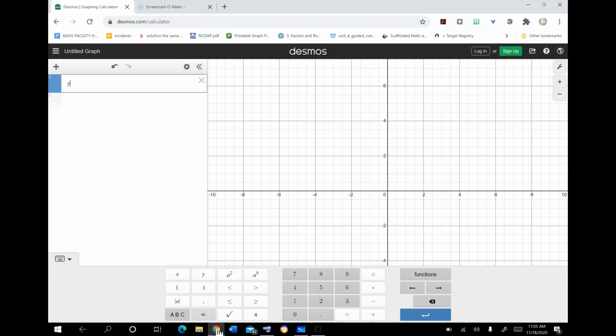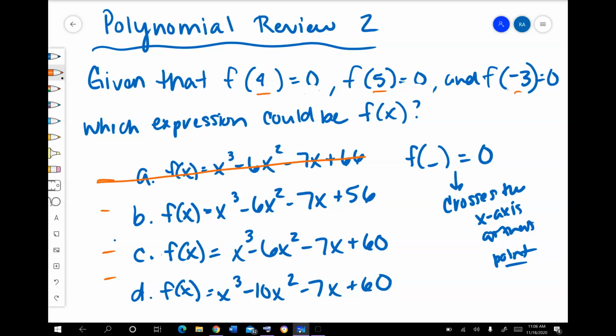First we're going to type in A, y equals x cubed minus 6x squared minus 7x plus 66. All right, so this one doesn't even cross at 3 points, does it? So we can definitely eliminate A as an option.